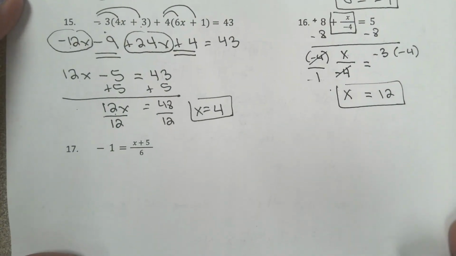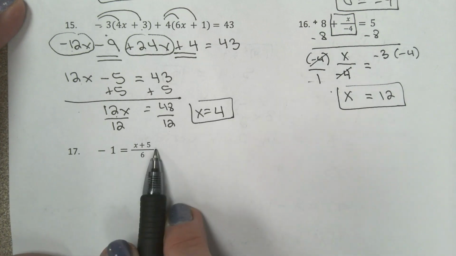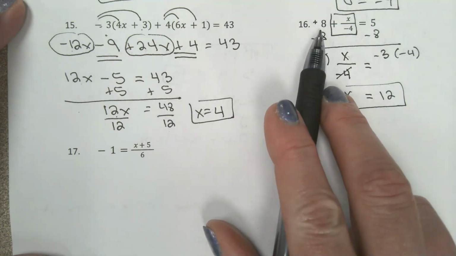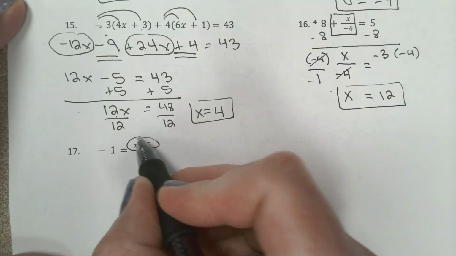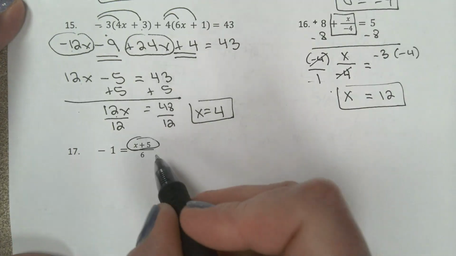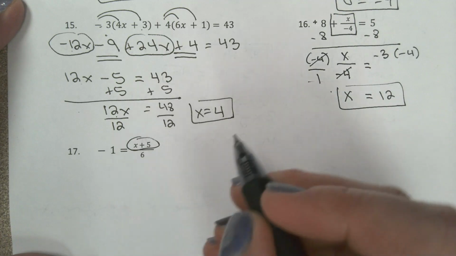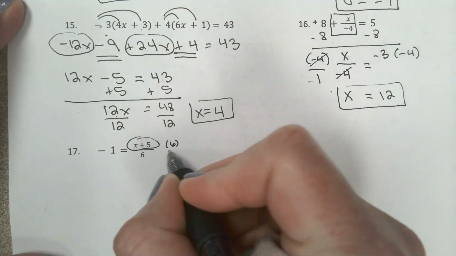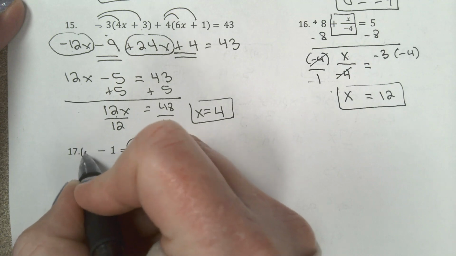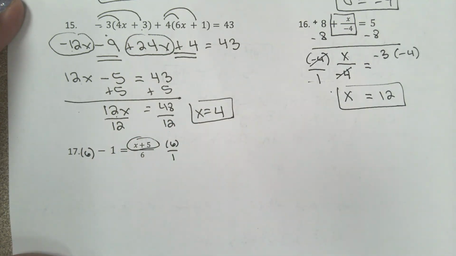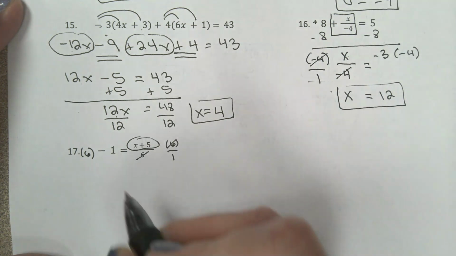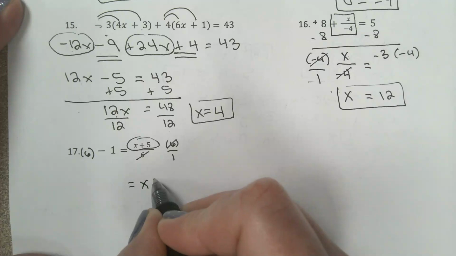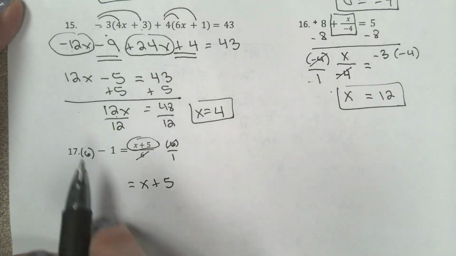Number 17 is different than number 16 because we just have one single fraction on the right. We don't have anything extra like we did right there. So the variable that I want to get to is trapped up here in the numerator. This is a division problem. Multiplication will undo division. So I'm going to multiply both sides by 6. So whatever your denominator is, that's what you want to multiply by. So that's how I cancel that out, and you get x plus 5 on the right.